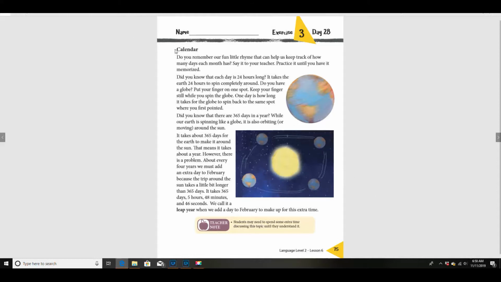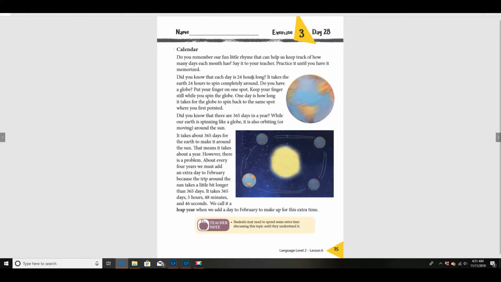Now, do you see right here it says calendar? All right, now I'm going to read this, but you have to pinky promise that you're going to follow along, okay? And then I'm going to show you a little bit of something, okay? Here we go. Do you remember our fun little rhyme that can help us keep track of how many days each month has? It's the one that says 30 days have September, April, June, and November. All the rest have 31 except February has 28. Okay, and then 29 in a leap year.